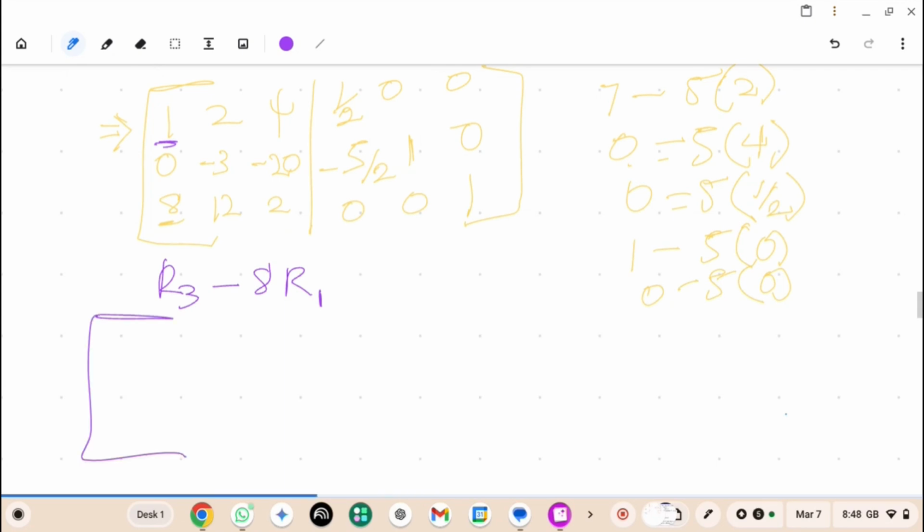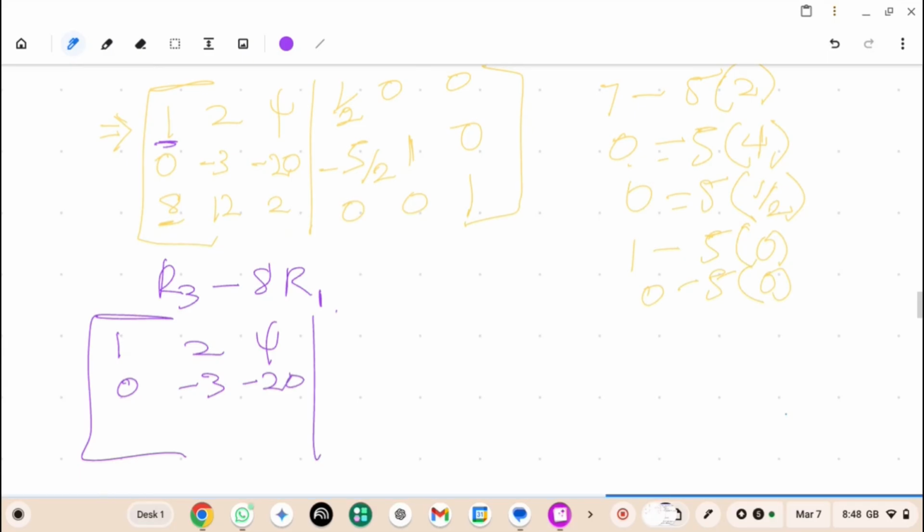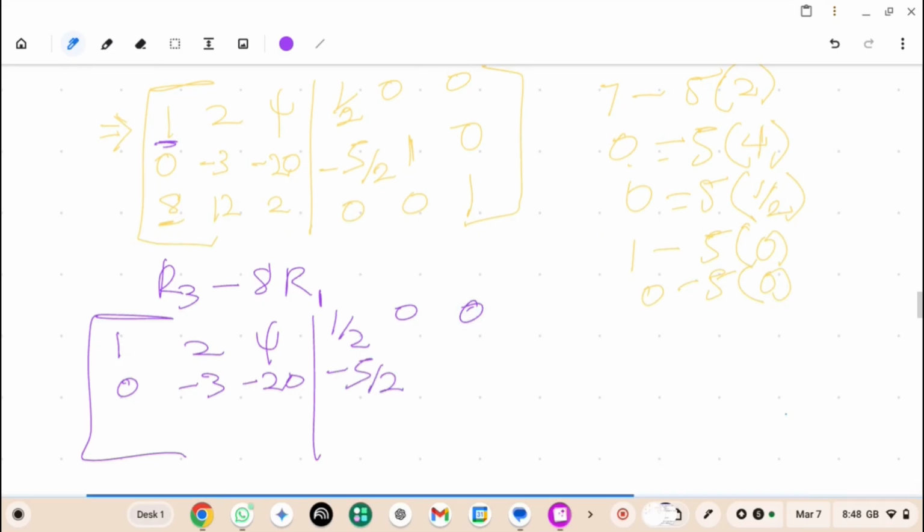So here you have 1. Row 1 and 2 will not change, so we just rewrite them. We have 0 here, minus 3 here, minus 20 here. We have half here, 0, 0. We have like 5 on 2 here. We have 1, we have 0.